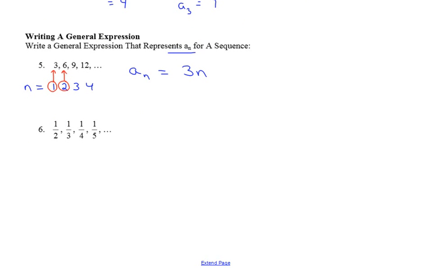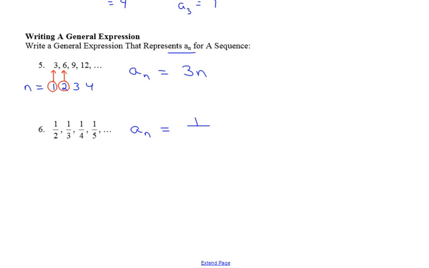What I want you to notice is that each one of these numerators never change. So that actually makes it a little bit easy for me. I still need a rule that represents a sub n. So I'm going to say a sub n equals. All of my numerators are a 1. So I'm going to keep a 1 in the numerator because that never changed.